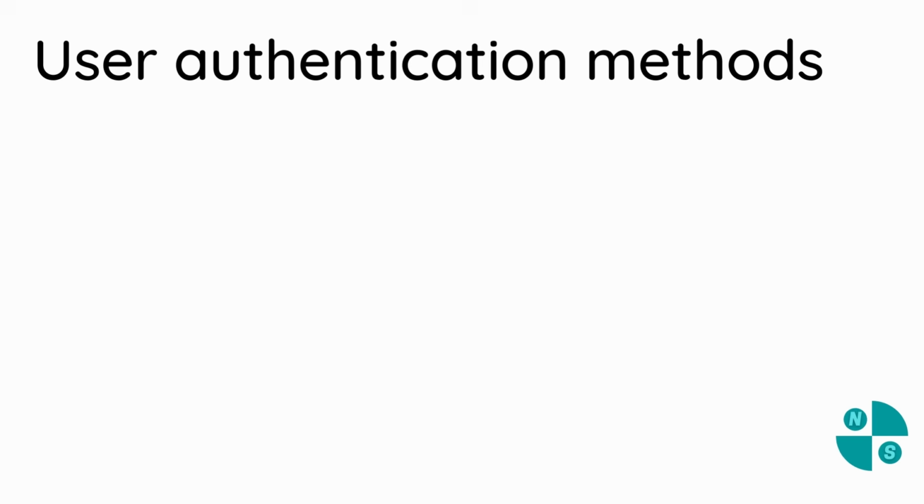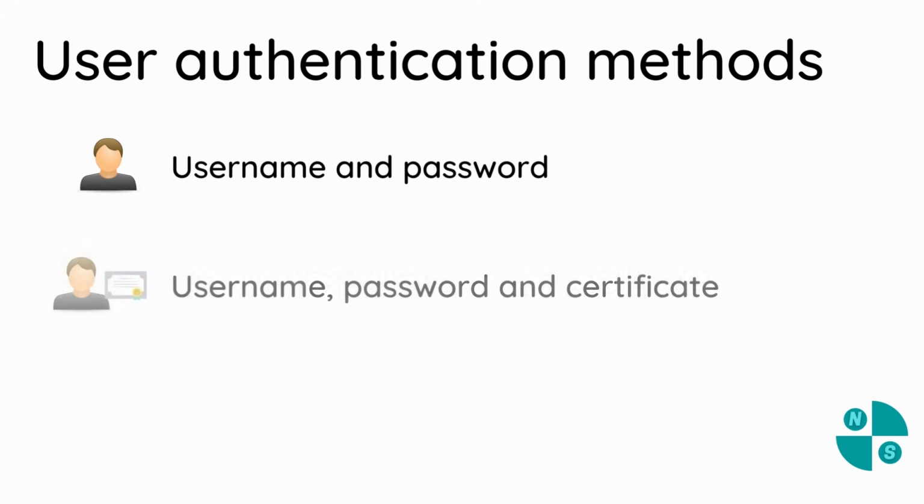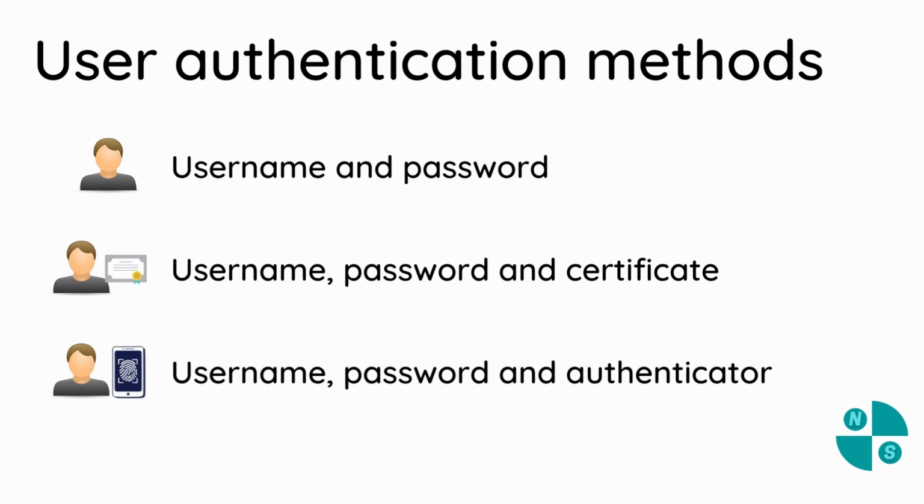Palo Alto uses the GlobalProtect app to allow users to connect remotely and securely to their corporate networks. You can authenticate a user in different ways. In this video, I'm going to show you how to authenticate a user, first using just username and password, then using username, password plus a client certificate, and at last, using username and password plus the Google Authenticator.